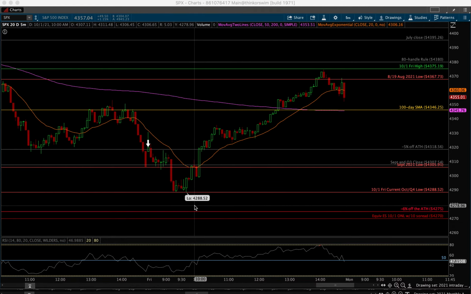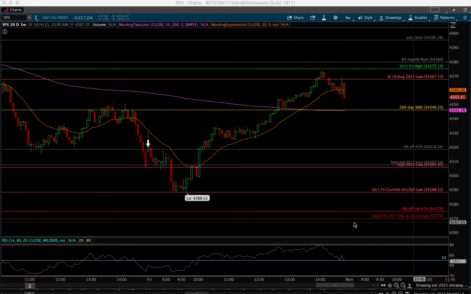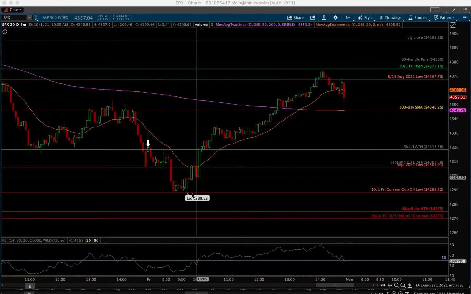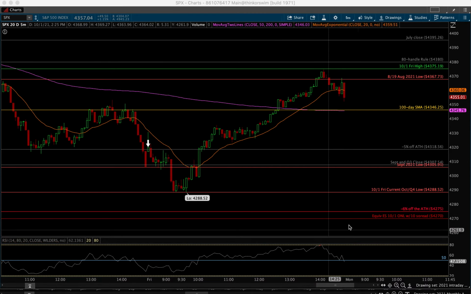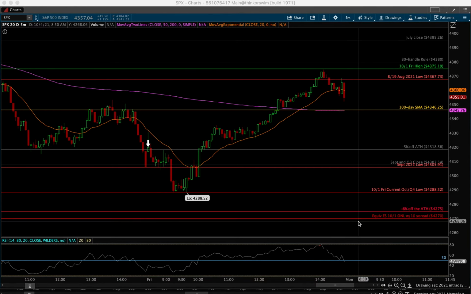Friday, overnight ES set a low at 42.60. If we use a 10-point spread, which is about what we're doing right now, sometimes it's more than 10, sometimes it's less than 10, but on average around 10 points, that would take us down to about 42.70 on the S&P 500 to go and resolve that.